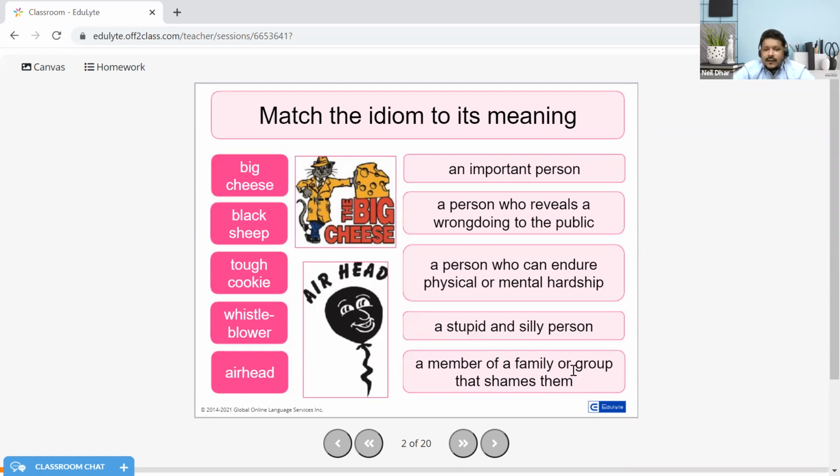Last, airhead. Someone who is a stupid and silly person, someone who talks things which do not make sense. Normally, we call them an airhead. Once again, it's not good to call someone an airhead or a black sheep. However, if these words are used, our idea is to understand what it means.